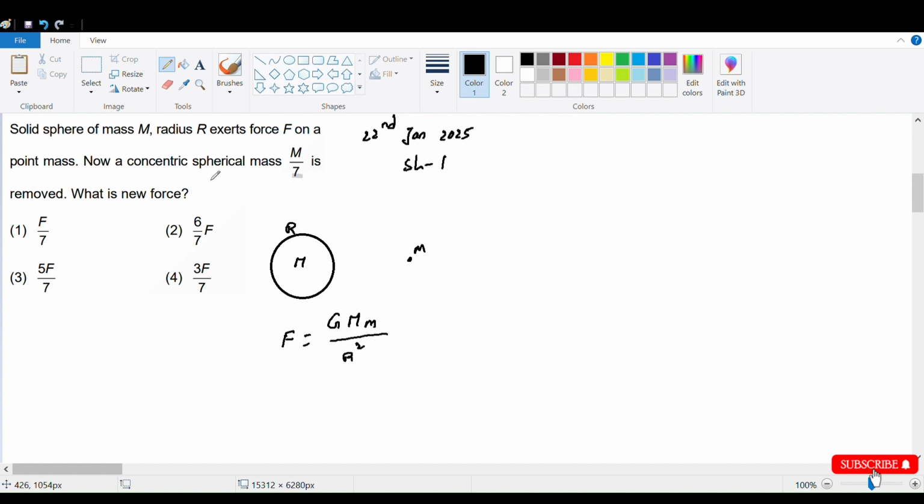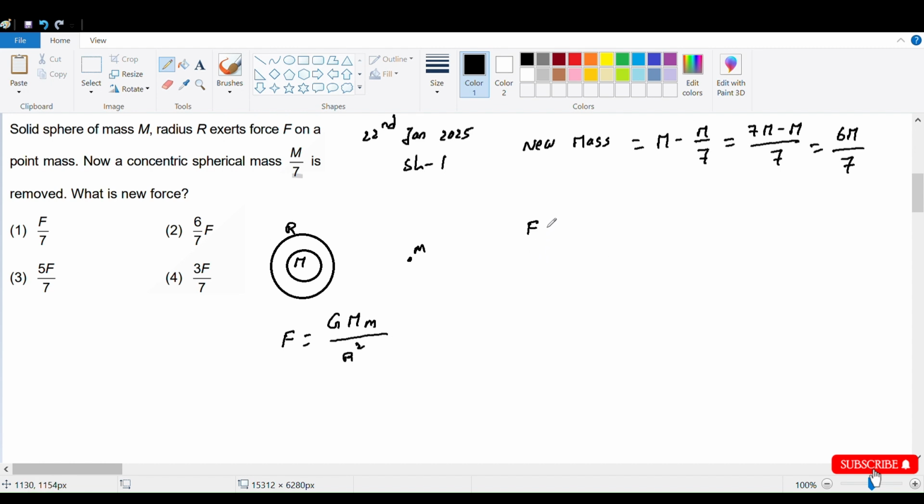Now what he is saying is that a spherical shell of mass M by 7 is removed. What is the new force? So some mass is removed from it, this part is removed, M by 7 mass. What will the new mass be? The new mass will be M minus M by 7. If you do the LCM, it will be 7M minus M by 7, which is 6M divided by 7. This mass is now the new mass.